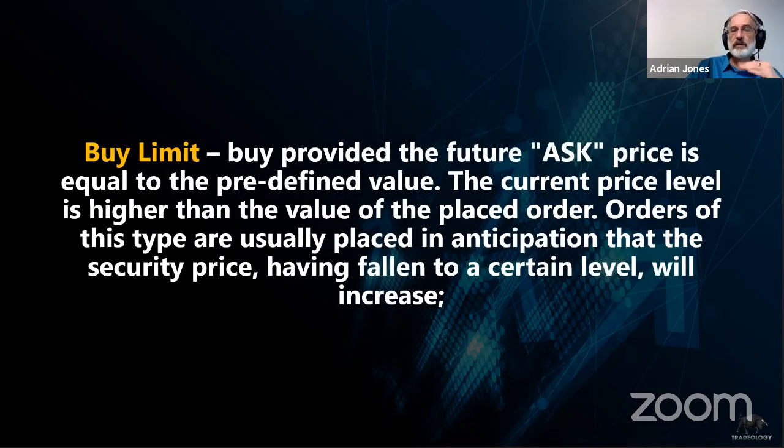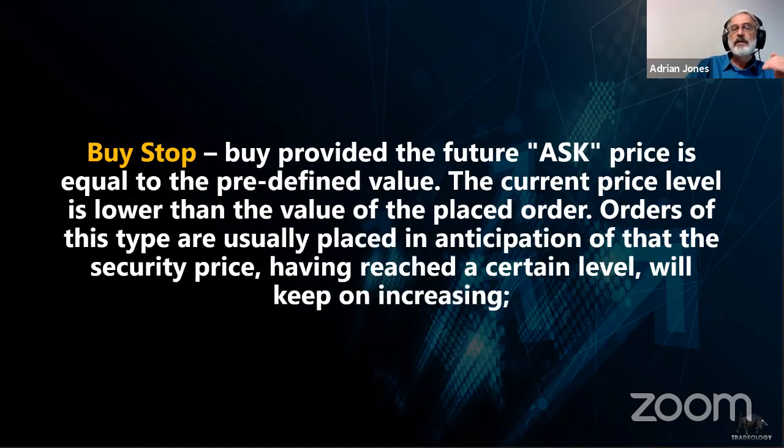So we'll cover some images just now, but let's just have a look at a buy limit. Buy provided the future ask price is equal to the predefined value. So you've set your value. Once that price equals that value, then we have what's called the buy limit. The current price level is higher than the value of the placed order. Orders of this type are usually placed in anticipation that the security or pair, having fallen to a certain level, will increase. Right, so we'll have a look at that just now.